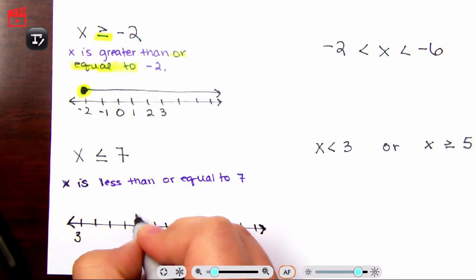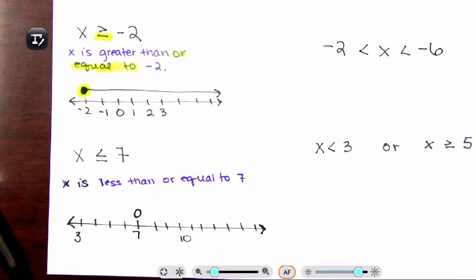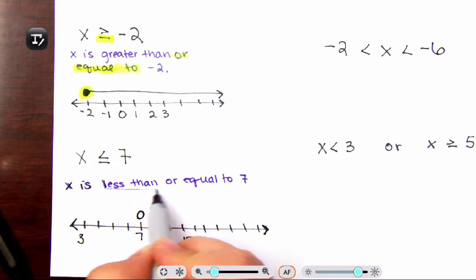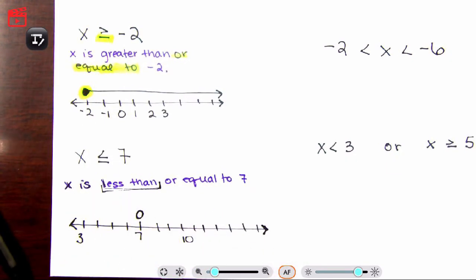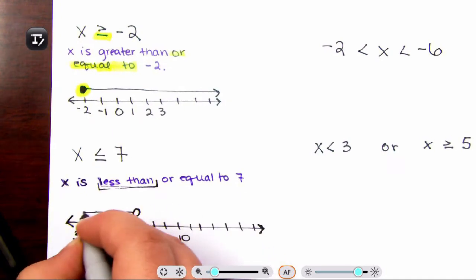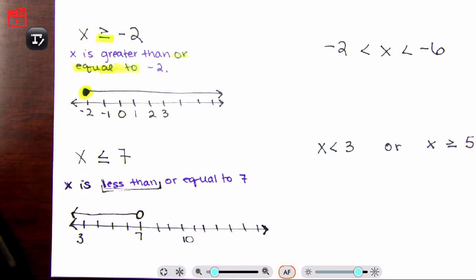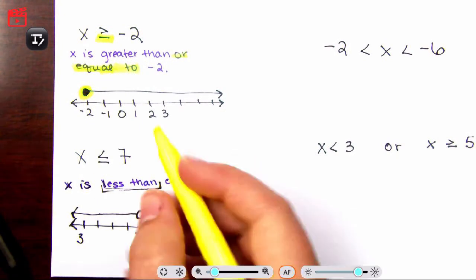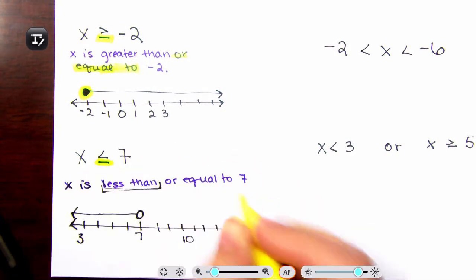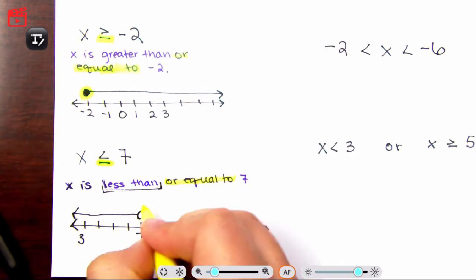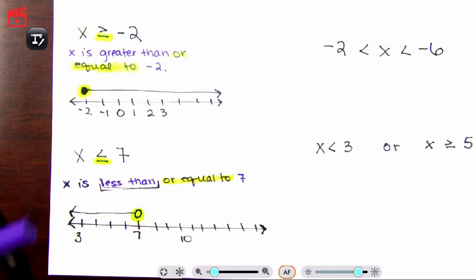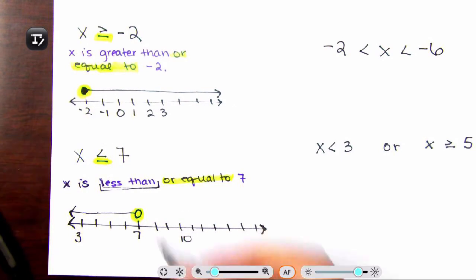All right, so here's 7. Put a circle on top of it. x is less than, so we want some numbers smaller. So which is smaller, 10 or 3? 3 is smaller than 7, so we are going in the left direction. Are we shading in? Yes, we are, because we have this "or equal to." So we're going to shade that circle in.